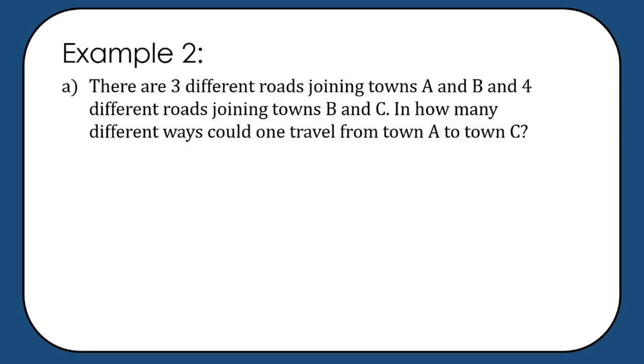Okay, so there are 3 different roads joining towns A and B, and 4 different roads joining towns B and C. In how many different ways could one travel from town A to town C? You're going to go from town A to B and from town B to C. So you need the number of options of getting from A to B, which is 3, and "and" indicates that we multiply by 4 options for B to C. So there are 12 different routes that you could take to get from A to C via B.